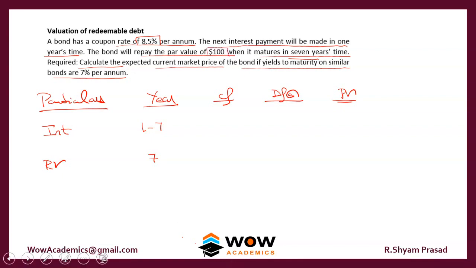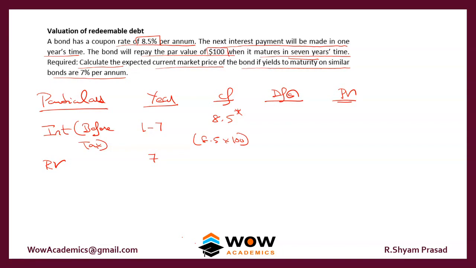So you will be getting how much of interest? Your interest will be 8.5 on a nominal value of 100. That is, you will be getting 8.5 only. This is before tax. It's very important. So if you want, I'll put it here. This is before tax. So remember that, before tax.